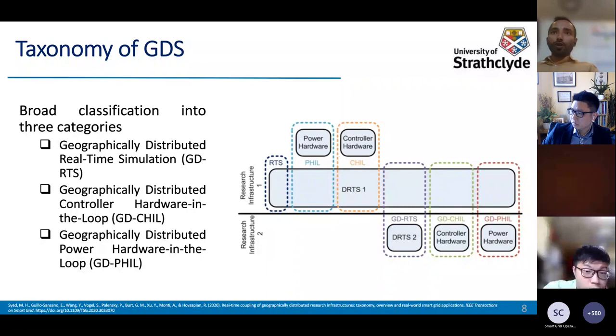And the final one is geographically distributed power hardware in the loop, which involves the integration of power equipment from another laboratory in an experiment at the laboratory where the DRTS might be hosted. In the next couple of slides, I will give you one example for each of these categories.